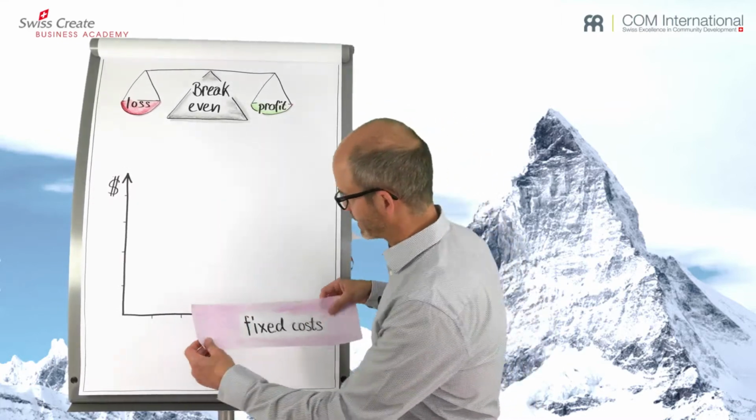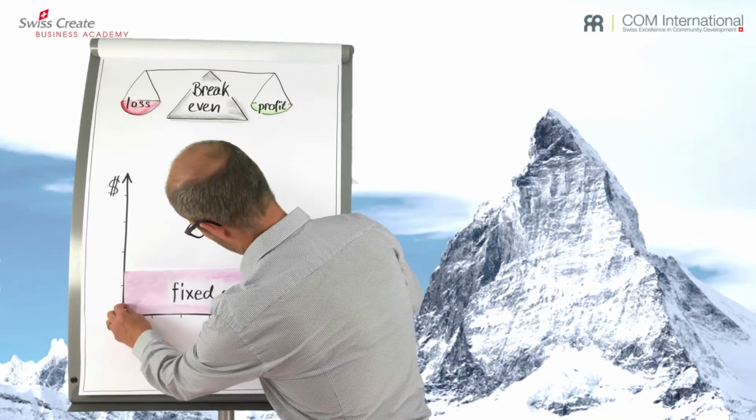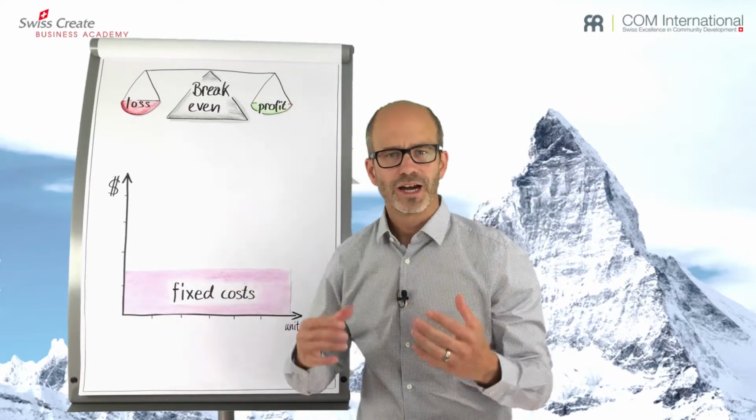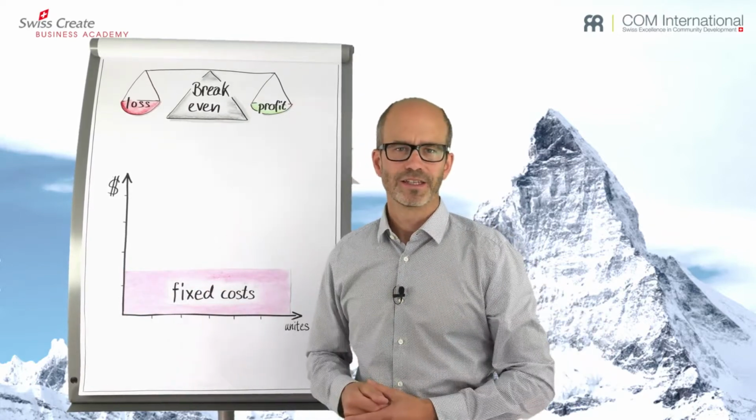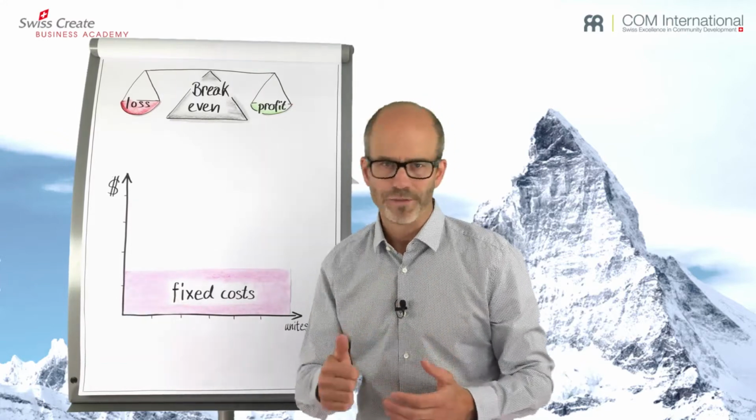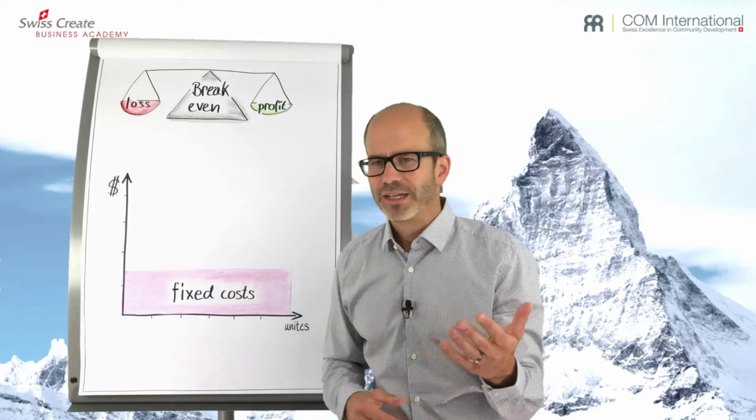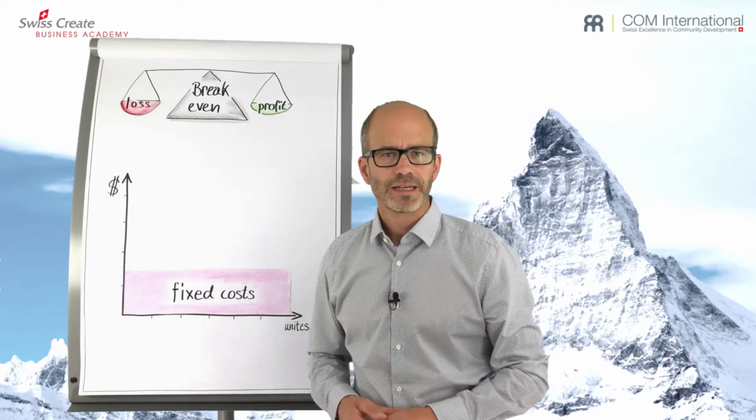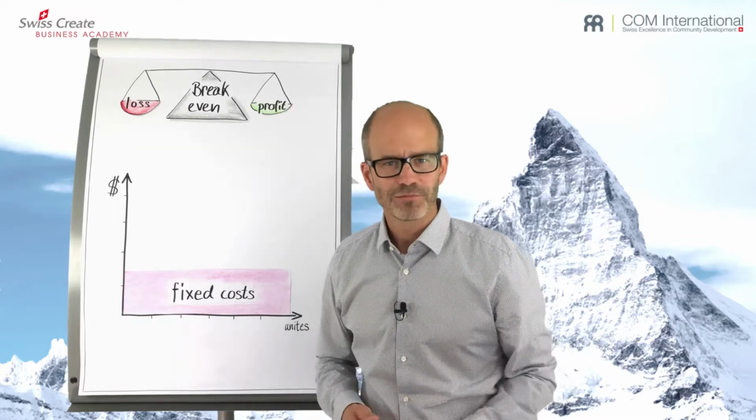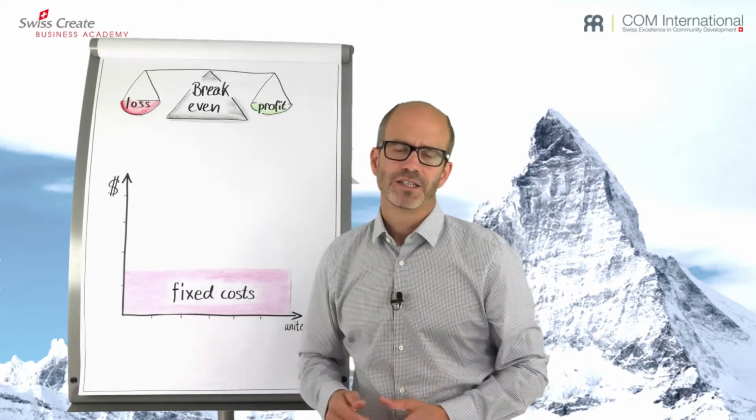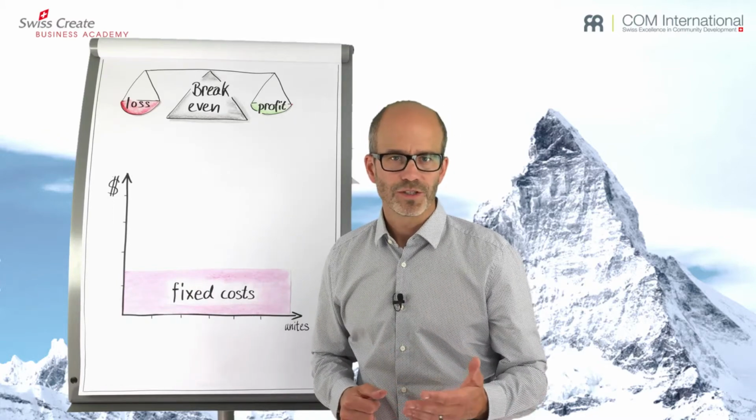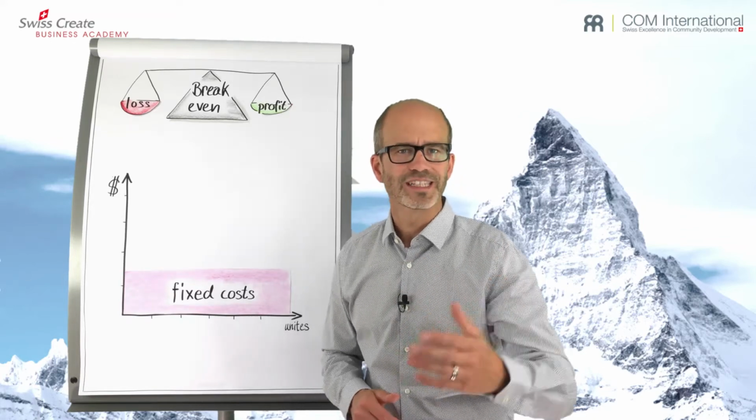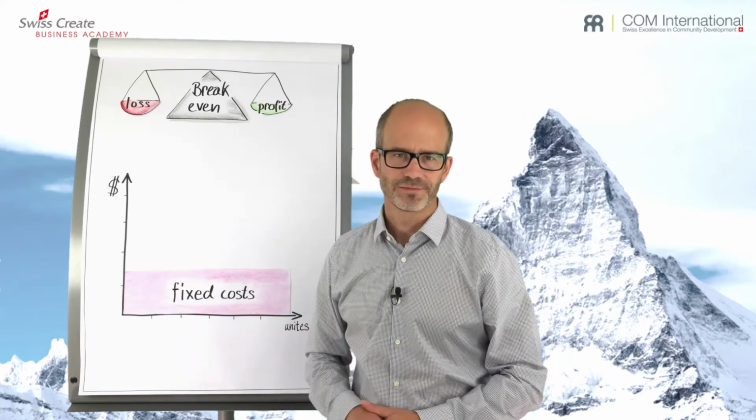I have the fixed costs. What are fixed costs? Fixed costs are costs I have because I'm existing, even if I don't produce and sell one product. That could be the building, the rent of my building, the machines, the investment in the machines. This is also the insurances I have to pay. So all these costs I have because I'm existing, but not yet producing. Also the monthly salaries are fixed costs.